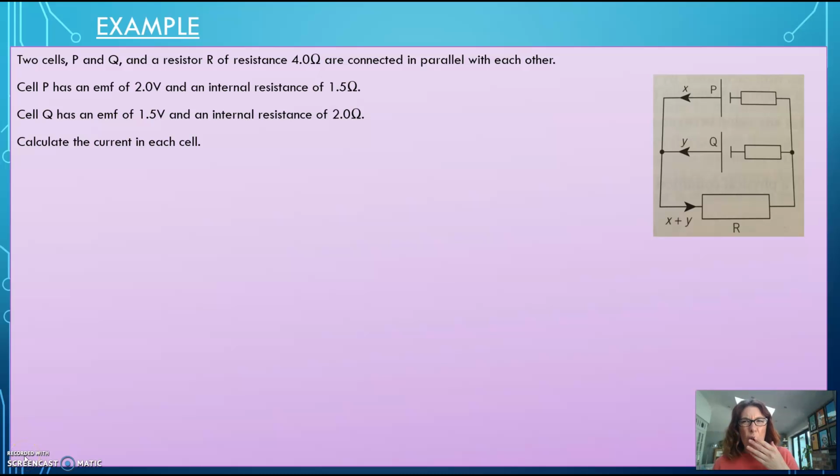Okay, so we're going to go through this quite detailed example on 13.4. I would suggest that you go through it but then pause it as we go through. So here we've got two cells, P and Q, and a resistance R in a circuit. Resistance R has 4 ohms and they're connected in parallel to each other.